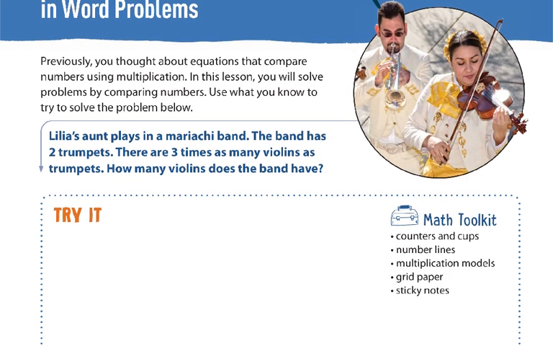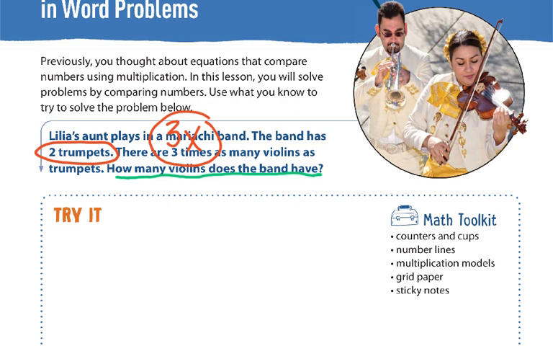Okay, let's start with our cube strategy. So we're circling the number clues. The band has 2 trumpets. The word T-I-M-E-S actually just means this symbol, 3 times. Okay? So I'm not going to circle it because I wrote that, but I'll circle the whole thing, as trumpets. How many violins does the band have? Let's underline the question. How many violins does the band have?